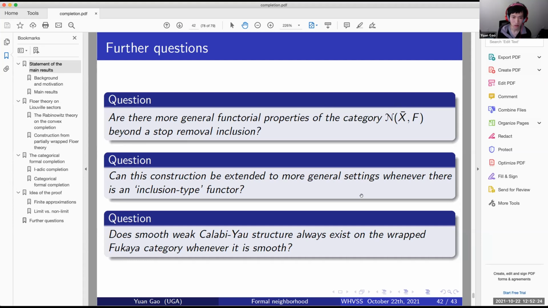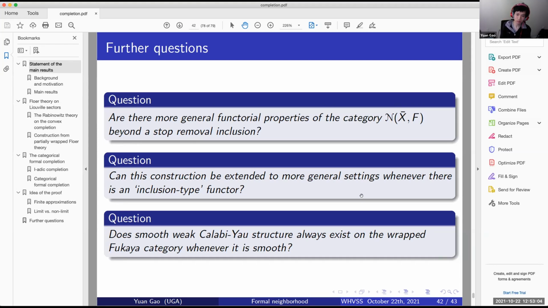And the second kind of question is, can this construction actually be extended to more general settings whenever there is an inclusion type functor? So here we have some kind of cup functor, but for example, you can try to consider some closed manifold and a divisor D. And if you're able to define some kind of functor from the Fukaya category of F to the target, some version of the Fukaya category of the ambient manifold, then you can perform this formal completion construction. But does it give you any interesting Floer-theoretic meaning?